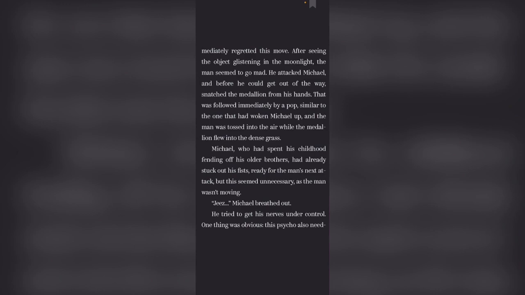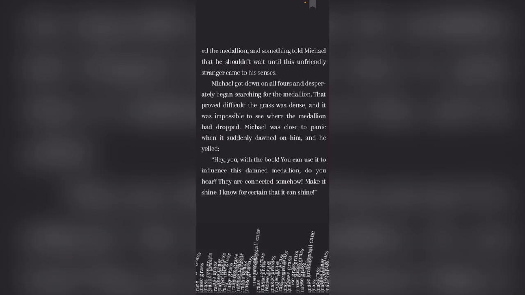Similar to the one that had woken Michael up, and the man was tossed into the air, while the medallion flew into the dense grass. Michael, who had spent his childhood fending off his older brothers, had already stuck out his fists, ready for the man's next attack. But this seemed unnecessary, as the man wasn't moving. "Jeez," Michael breathed out. He tried to get his nerves under control. One thing was obvious. This creature also needed the medallion. Something told Michael that he shouldn't wait until this unfriendly stranger came to his senses.